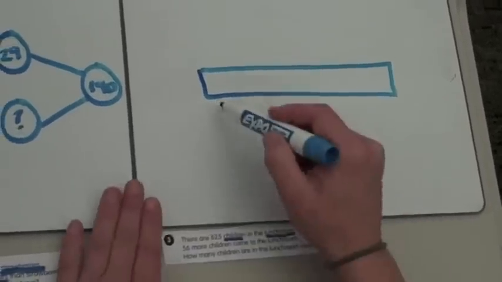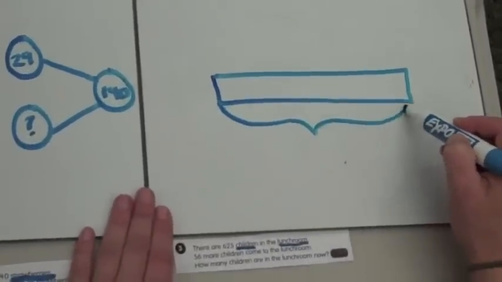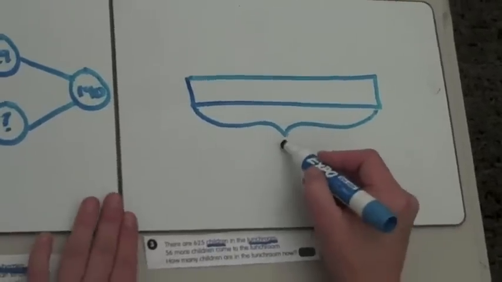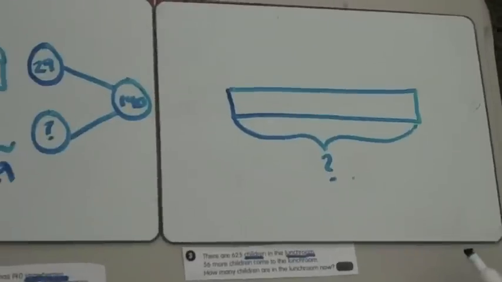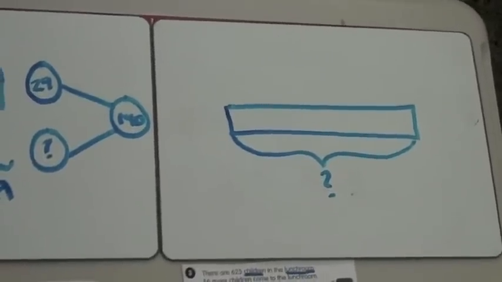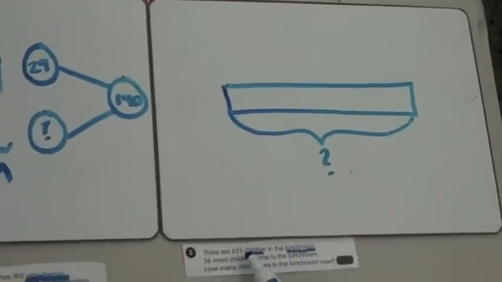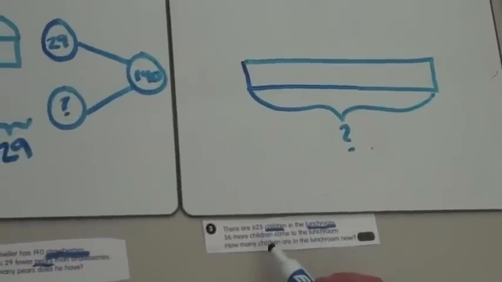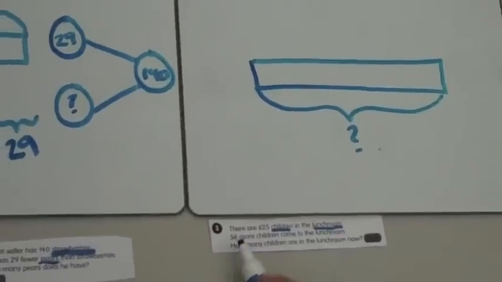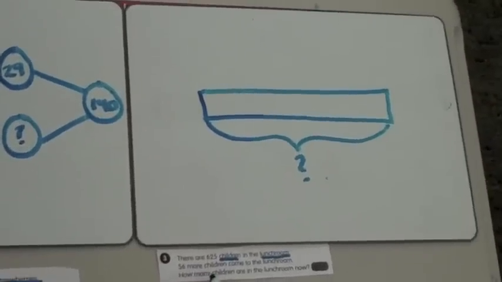So we had 625 children in the lunchroom, and 56 more children come to the lunchroom. So this whole thing is going to represent how many children are in the lunchroom. So I'm looking at the question, how many children are in the lunchroom now? That I don't know. That's what I have to solve for. Then I look at the two numbers that are in my problem. It says 625 children are in the lunchroom, so that's what I started with. And then 56 more children come to the lunchroom.